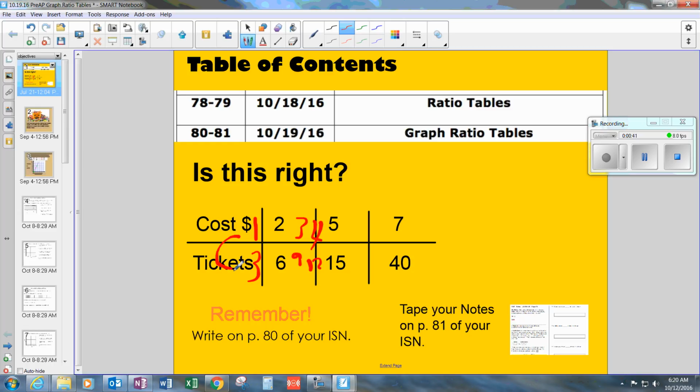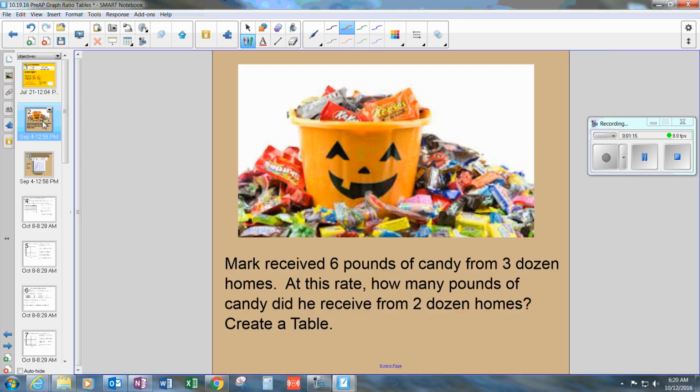So, from what I can tell here, I'm multiplying the cost by 3 to get the tickets. I'm multiplying the cost of $2 by 3 to get 6 tickets. I multiply the $5 by 3 to get 15 tickets. If I multiply $7 by 3, this should be 21 tickets. So the latter part of the table is completely wrong.